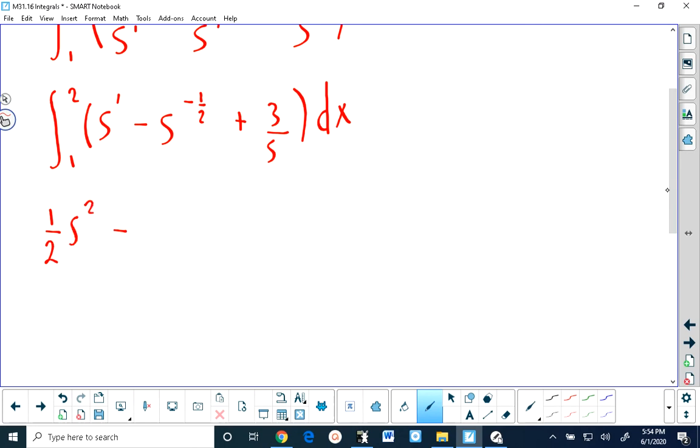The antiderivative of s to the negative half: we have to increase the exponent by 1 and divide by the new exponent. In other words, we have to put a 2 here because when we differentiate it now to check our work, when I swing that half down in front, it will cancel with the 2, giving me a coefficient of 1, which is what I want. I didn't do anything with the 3 over s because we have a special case for anti-differentiating 3 over a variable, and it's 3 ln s.